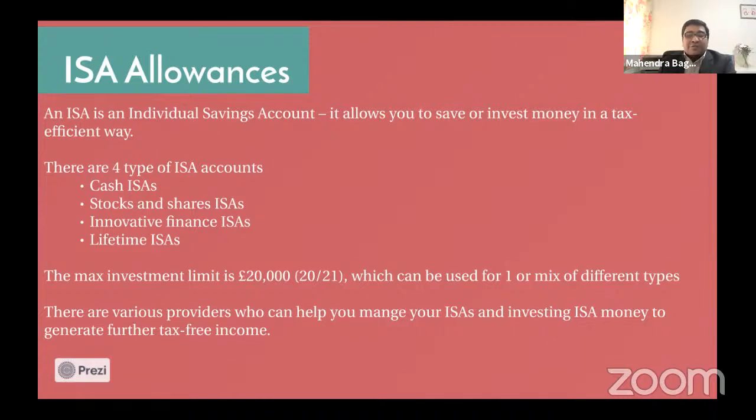If you withdraw and then use it for something else, from that point the further earning becomes taxable. The max limit for 2021 is 20,000 per individual. So every person has that limit, and you can use it in any combination. Either put all 20,000 in one type of ISA, or split your investment into different ones.